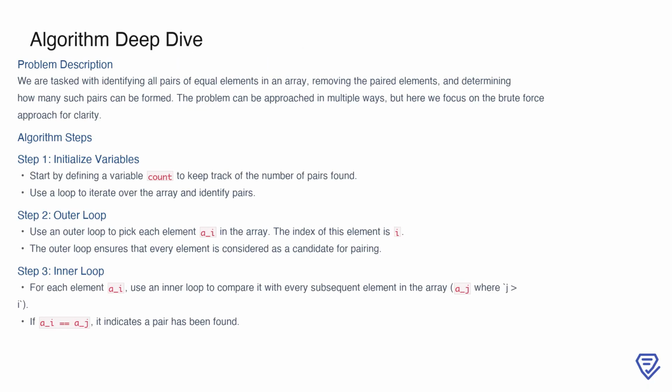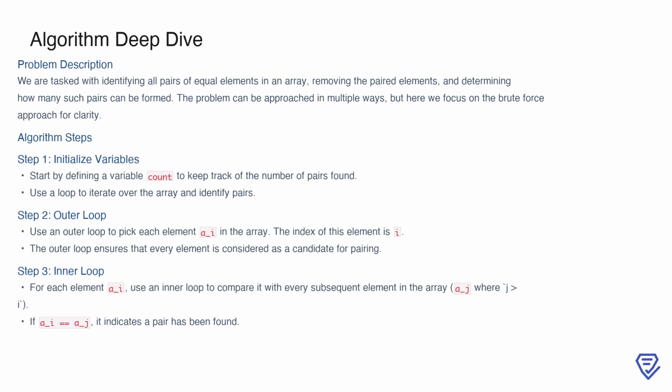In this problem, we aim to divide an array into pairs of equal elements. Once we identify a pair, we remove those elements from the array and continue searching for more pairs. Our ultimate goal is to determine how many such pairs can be formed. To approach this, we'll start with a straightforward brute force method.